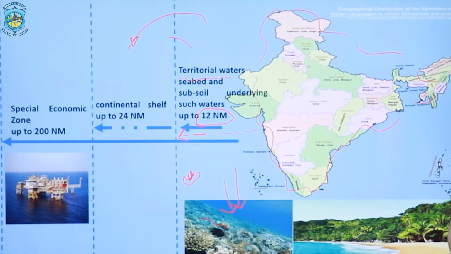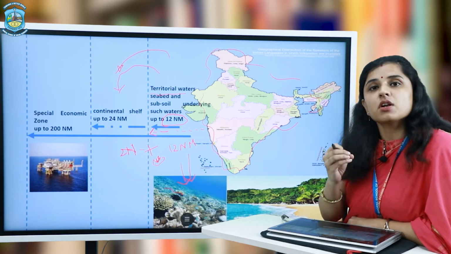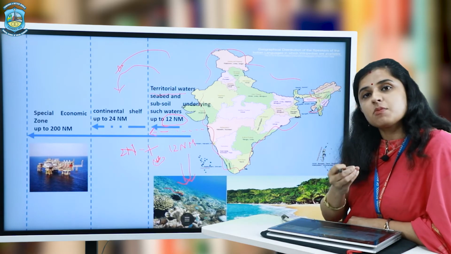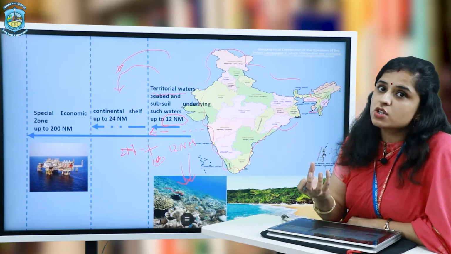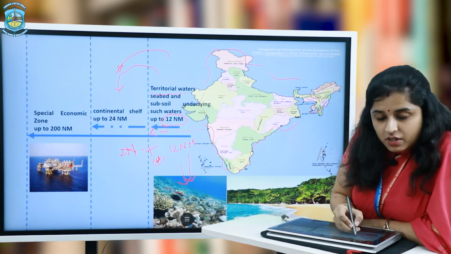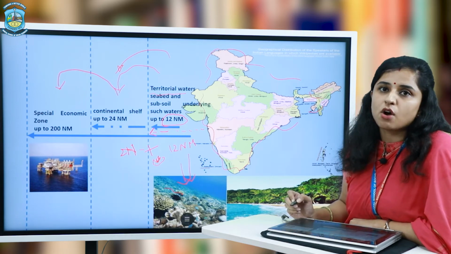Coming after this, up to 24 nautical miles, that is 12 nautical miles here plus this 12 nautical miles, is called the continental shelf. This area is specifically given for customs officers, so that they can do the investigation and search your ships and vessels. After this area, we have up to 200 nautical miles the special economic zone.